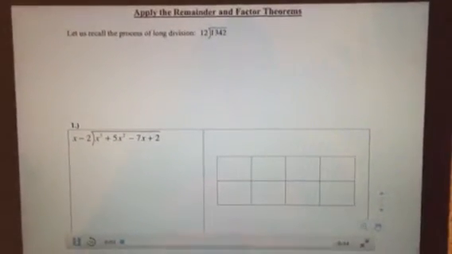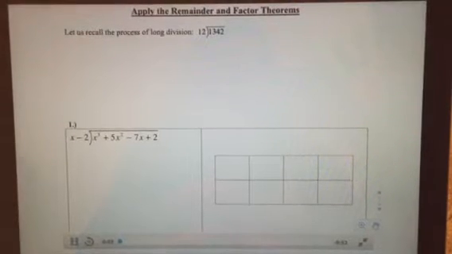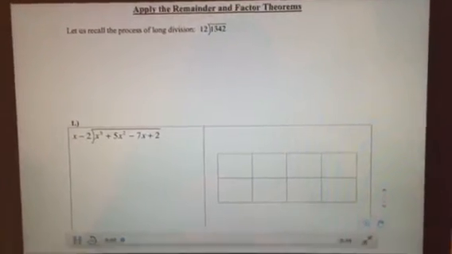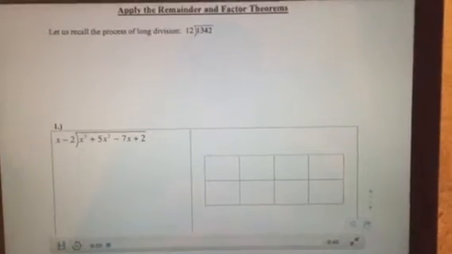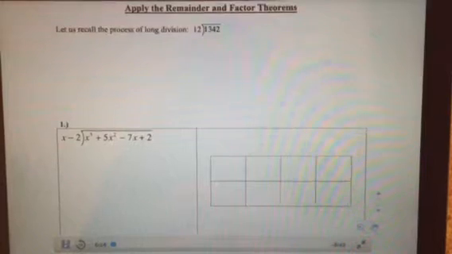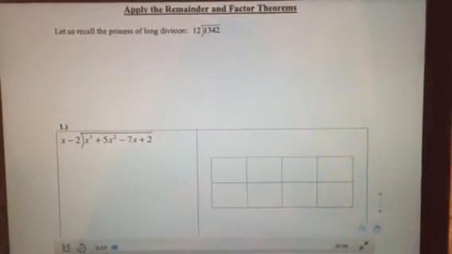The first thing that you should do is review how to divide with regular numbers. So take 1,342, divide it by 12. Do not use the calculator, and when you get to the remainder, put it over the divisor as a fraction. Do not go into decimals. Pause the video, try it, come back and see how you did when you're ready.